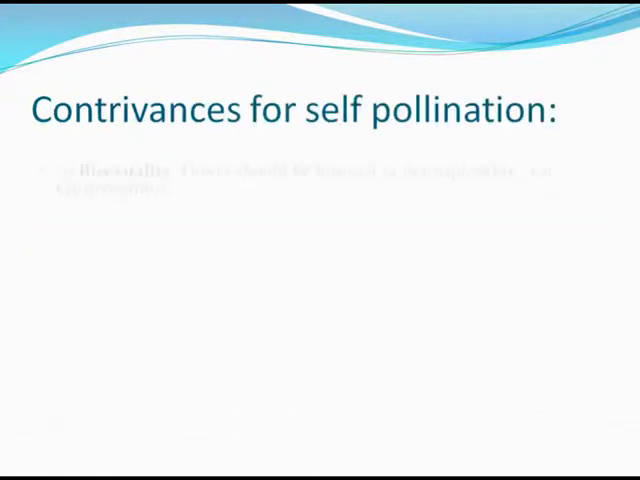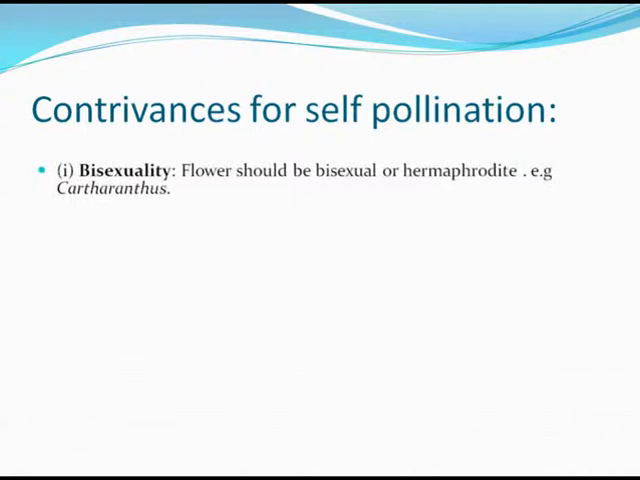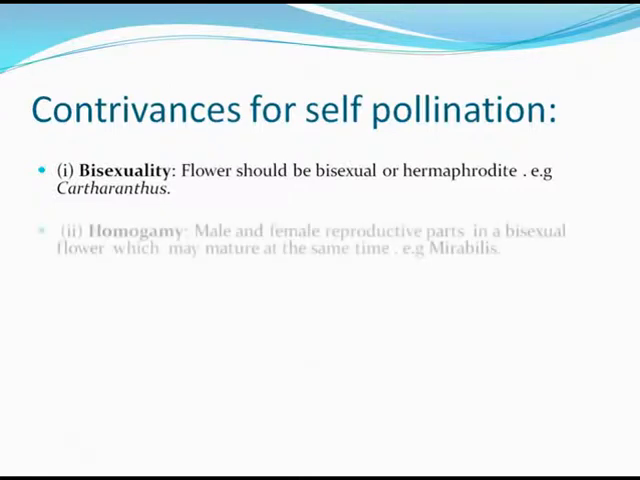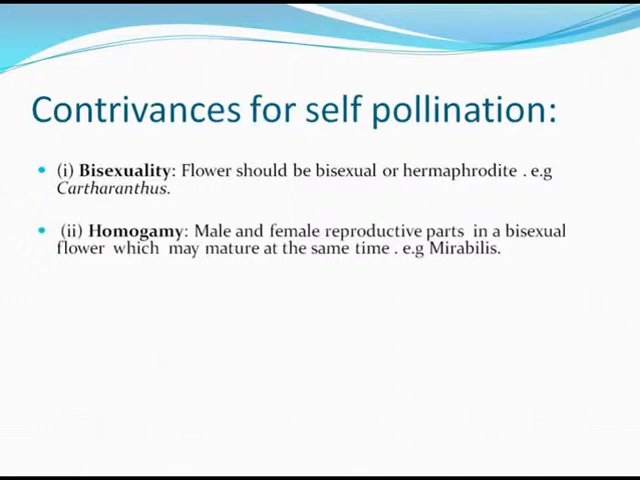Contrivances for self-pollination. Bisexuality. Flowers should be bisexual or hermaphrodite. Example is Catharanthus. Homogamy. The male and the female reproductive parts in a bisexual flower may mature at the same time. Example is the Mirabilis jalapa.